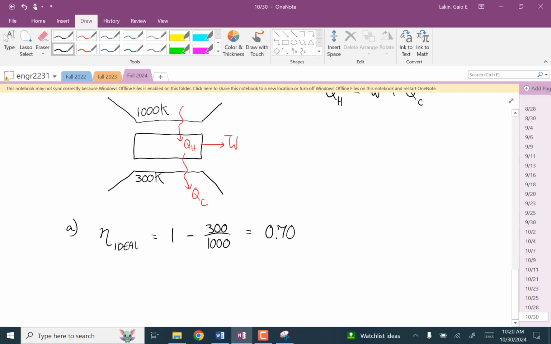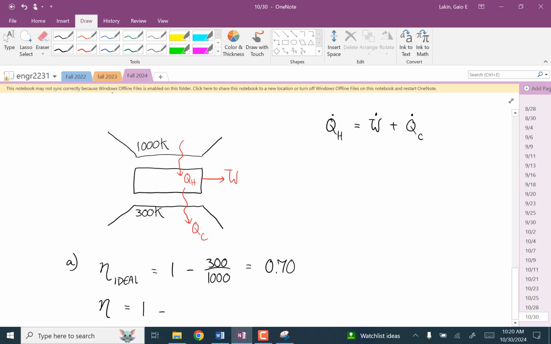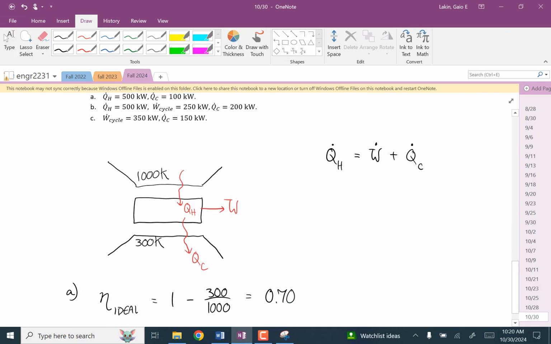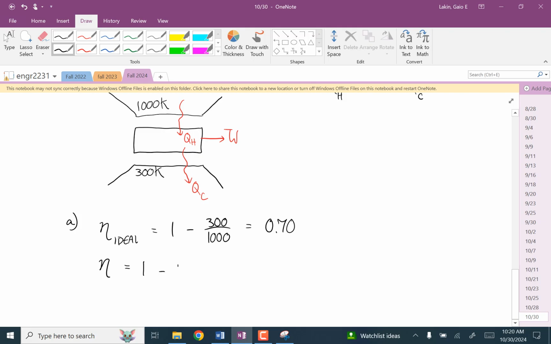And then we can do the actual efficiency is 1 minus QC over QH. QC is 100, QH is 500. And so this is 0.80, so this is impossible.